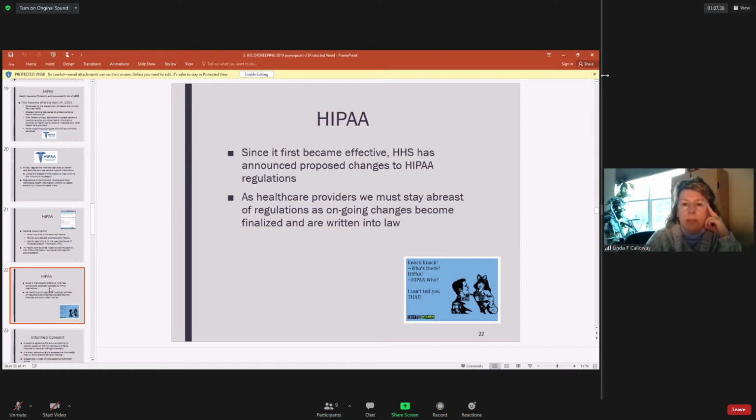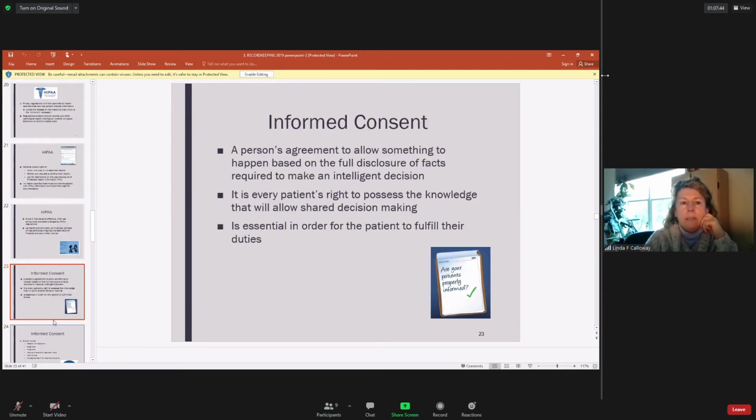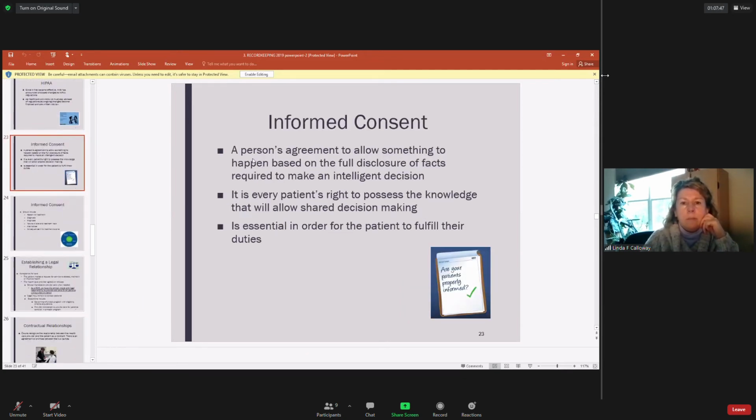This talks about changes. We have to keep abreast because there are always ongoing changes that can be finalized and written into law. And it just goes on. You guys can read that.